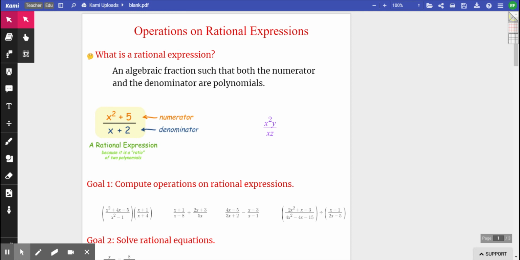So first and foremost, what is a rational expression? Well, it's an algebraic function for which both the numerator and the denominator are polynomials. Hence, we're doing this right after our polynomials unit. Some examples you see here: if we have x squared plus 5, that's a quadratic binomial, so that's a polynomial. And then we have a linear binomial on the denominator. So that would be an example of a rational expression. Our second example over here, x squared times y over x times z, is also considered to be a rational expression.